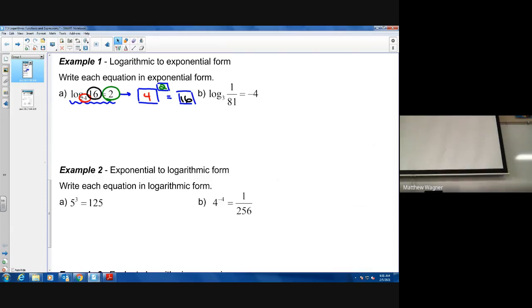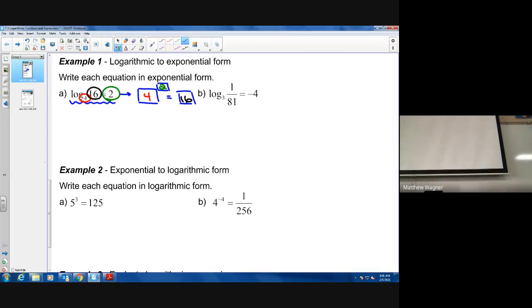And hopefully we understand that that does make sense. So 4 squared is 16. That's the same as log base 4 of 16 equals 2. You can ask yourself when we're evaluating logs, 4 to what power is 16? The answer is 2. Okay.